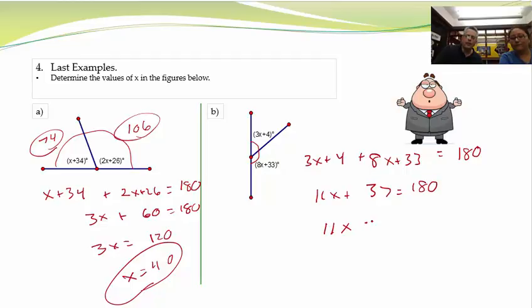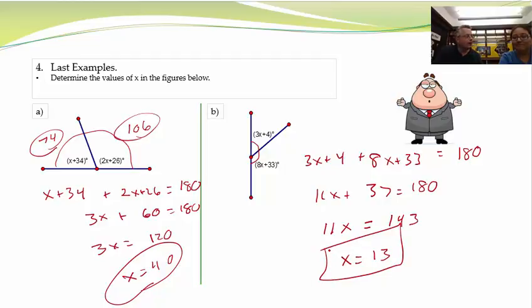I might need to calculate in a minute. Let's see. 180 minus 37 is 143. Cool. And 143 divided by 11 is 13. Awesome. And we won't check it this time.